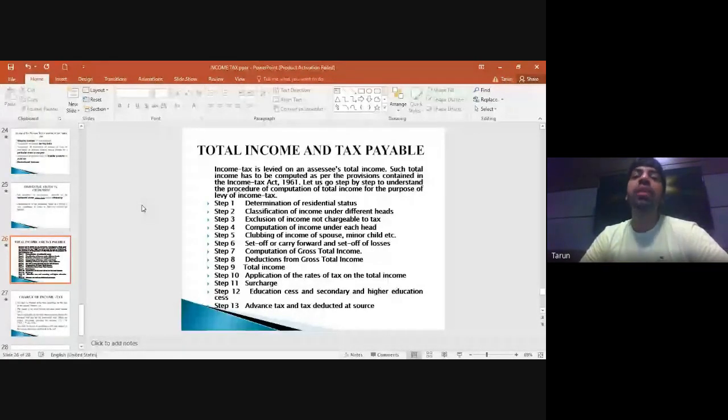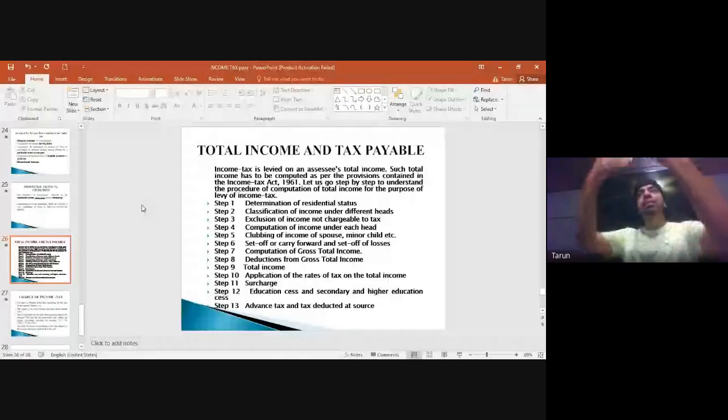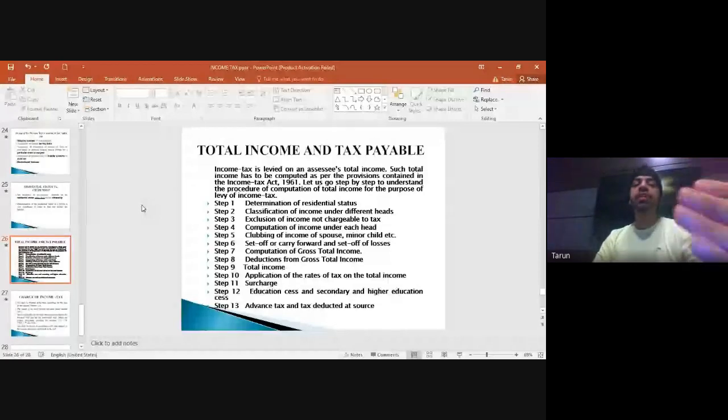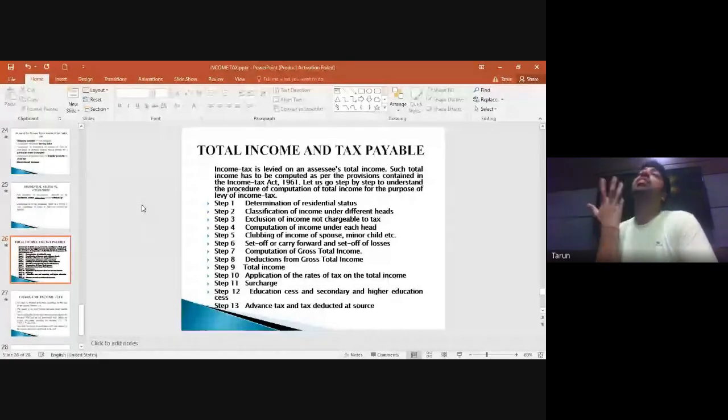Then calculate the gross total income. When you add everything from step 1 to 6 and total it, it becomes gross income. Now your taxation begins. As I told you, your total income, your deductions, rebate, surcharge, tax duties, cess. When you do all these deductions, you will get the total income.